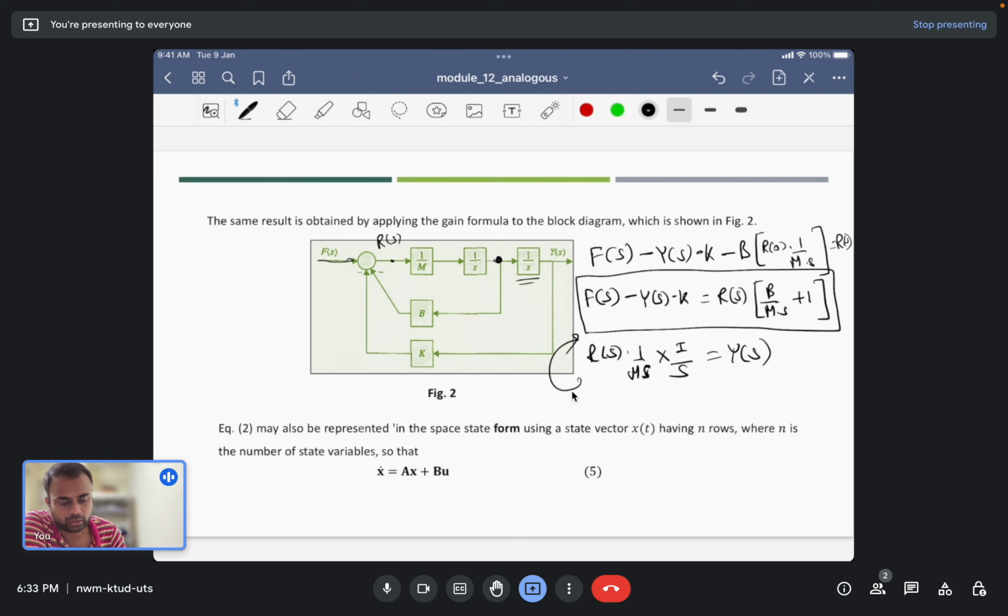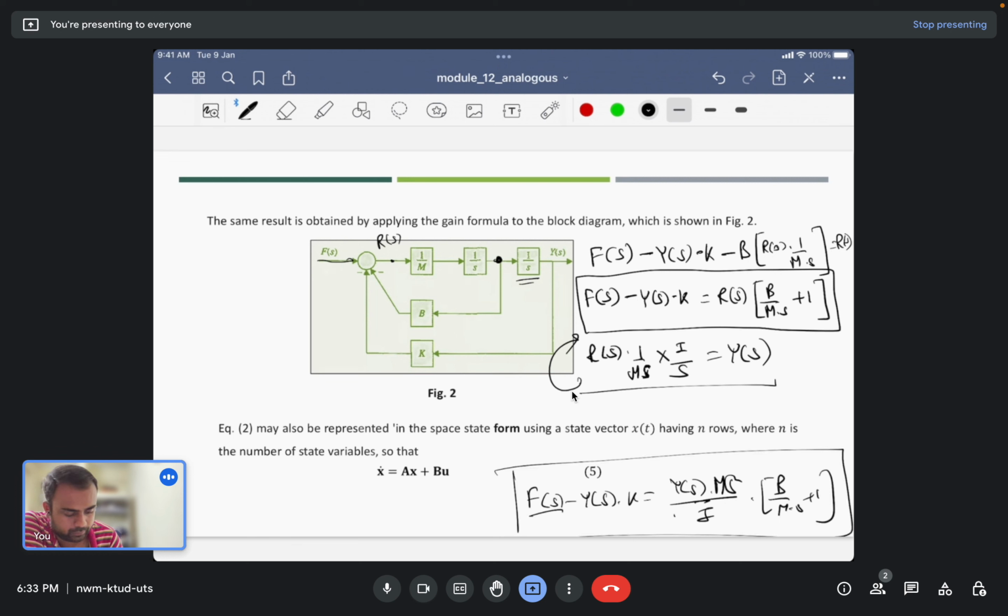So let us substitute R of S above, and we'll arrive at F of S minus Y of S K is equal to R of S is Y of S by ms square by I times B by ms plus 1. So this is a relation between F of S and Y of S.